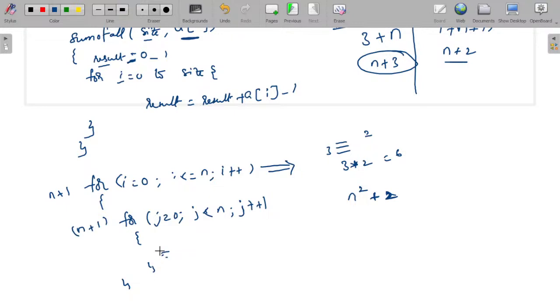And what would happen if I had one more loop inside this? Would it still be n square, or would it be n cube?